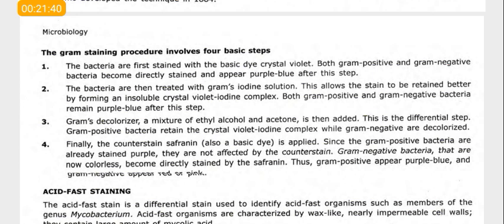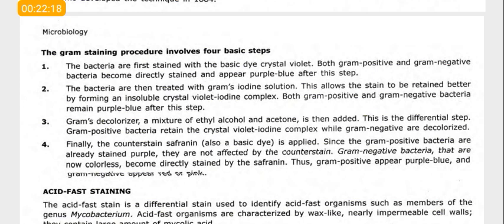Finally, the counterstain safranin, which is also a basic dye, is applied. Since the gram-positive bacteria are already stained purple, they are not affected by the counterstain. Gram-negative bacteria that are now colorless become directly stained by the safranin. Thus, gram-positive bacteria appear purple-blue and gram-negative bacteria appear red or pink, produced by the safranin stain acting as a counterstain.